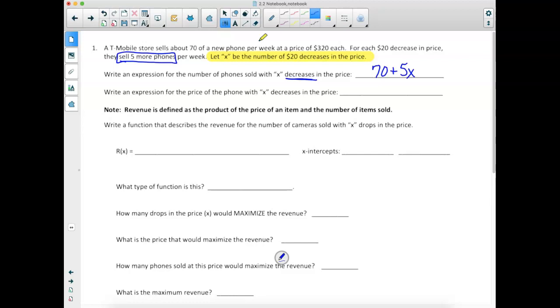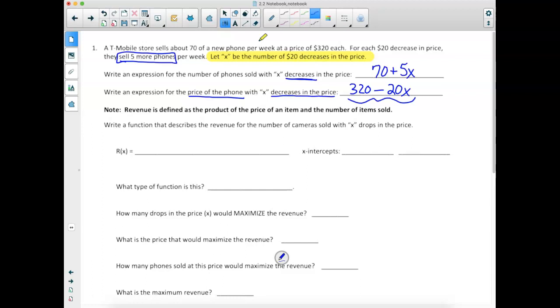Now we're going to write the expression for the price of the phone. Well, everybody says these are so hard. When they come to me, all I say, okay, how much is the phone right now? Right now, the phone is $320. Are they increasing or decreasing the price of the phone? They're decreasing the price, which means it's going to go down. How much is it going to go down? It's going to go down $20 every time I decrease it. So if I decrease the price twice, that phone's $40 cheaper. And it all blends right into that wonderful formula, okay?